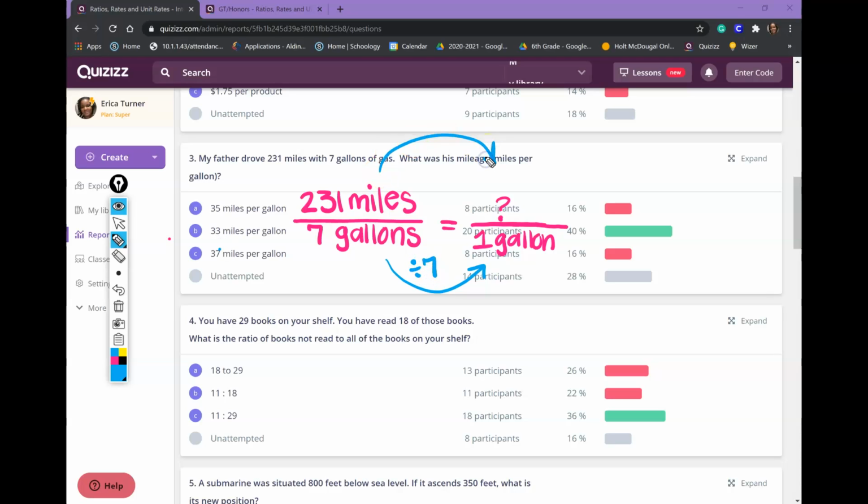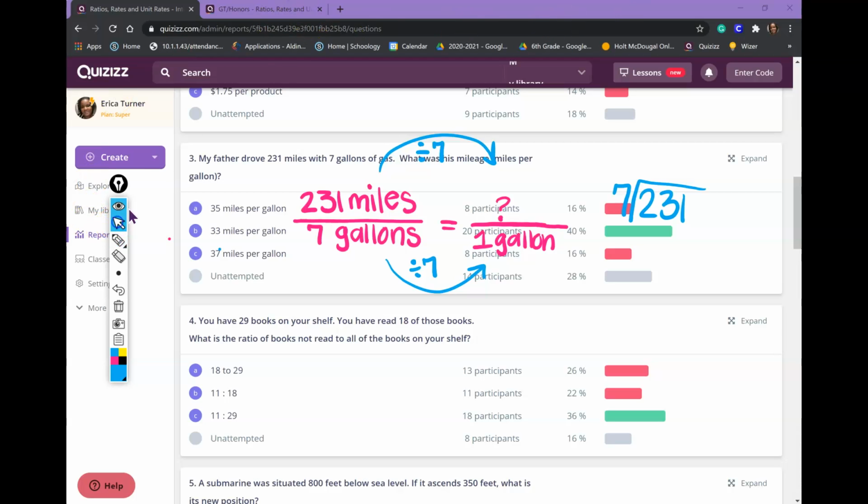Always remember, any number divided by itself is always 1. Whatever I do to the bottom, I have to do to the top. My next step then is going to be 231 divided by 7. Okay, I'm going to stop here because I want to show you something.